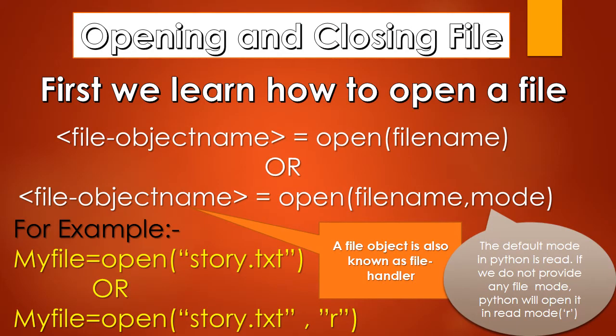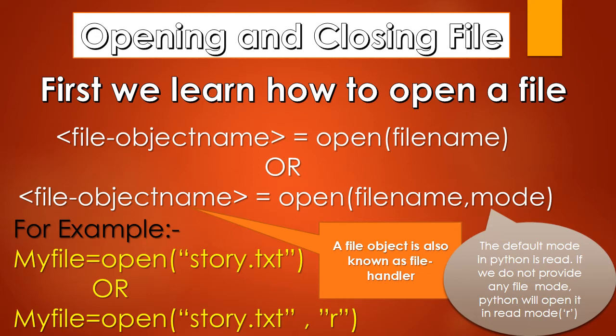Now, how to open and close a file? First, we learn to open a file. Here is the syntax. File object name is equal to open, file name. Or, a more efficient way: file object is equal to open, file name, comma, mode. The default mode in Python is read. If we do not provide any file mode, Python will open it in read mode, that is R.